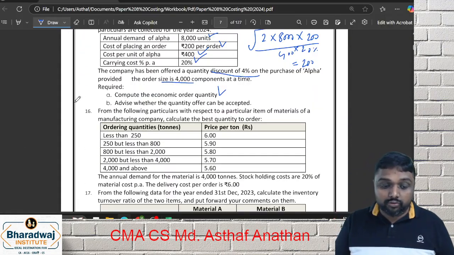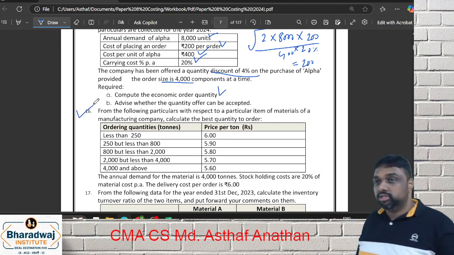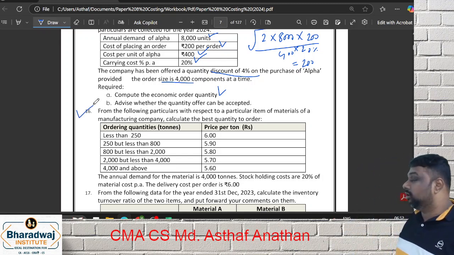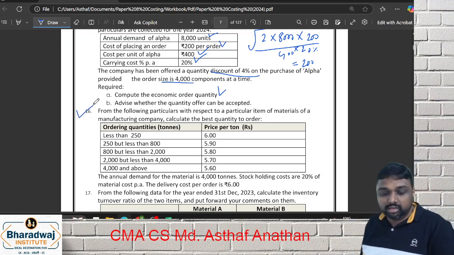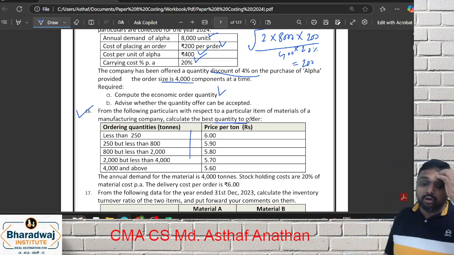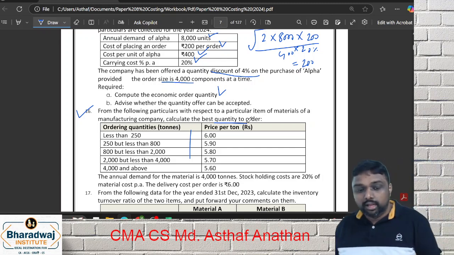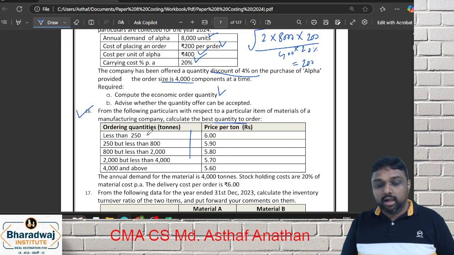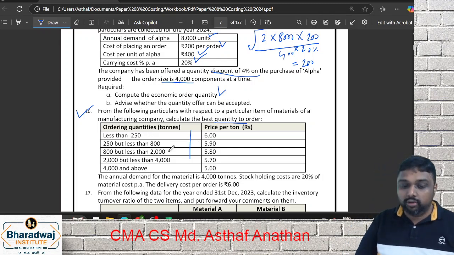This is another model of EOQ question. What is this question, my dear friends? I told this in the revision also. Here they are not asking for the EOQ, the best quantity to order, so you can take any number randomly. For order quantity less than 250, you take 200 or 100, any number.